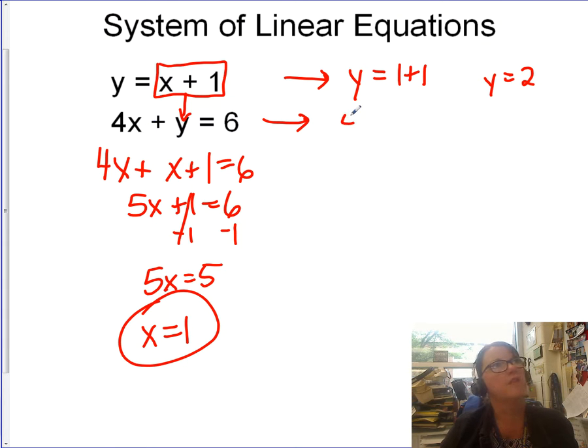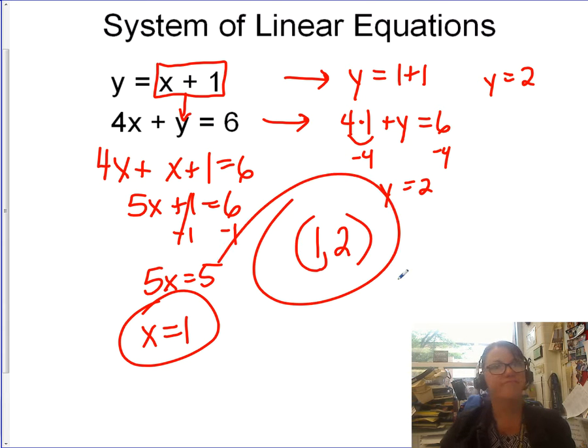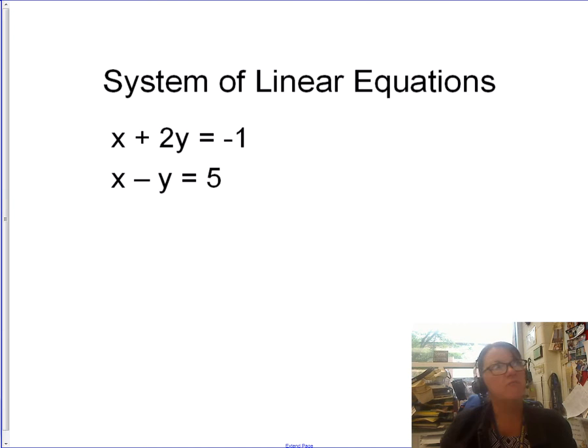Plug a 1 in for x. 4 times 1 plus y equals 6. Well, that's 4. If I subtract 4 from each side, then y equals 2. There you go. Your solution is (1, 2). Done.